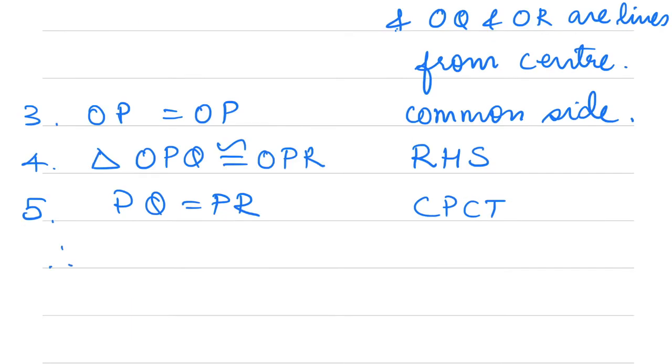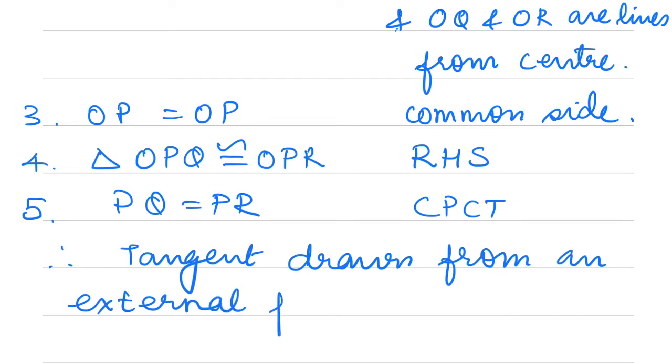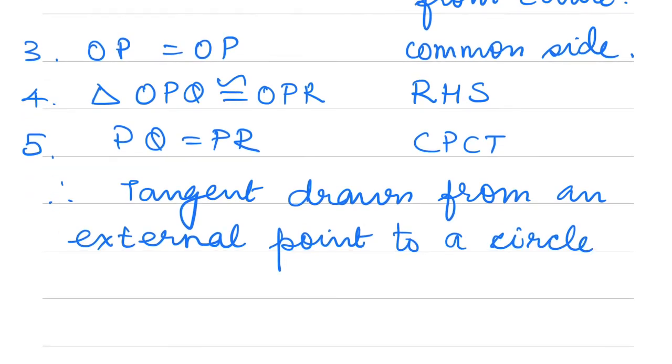Therefore, we can say that tangents drawn from an external point to a circle are equal. Hence, proved.